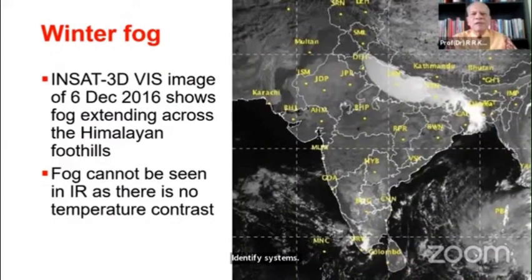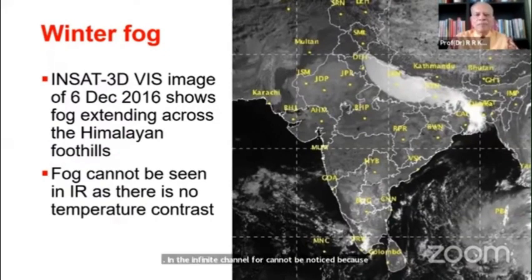This is a picture of winter fog, rather old picture, 2016 picture, inside 3D. This is in the visible channel. In the infrared channel, a fog cannot be noticed because the temperature is almost as good as the temperature of the Earth. But in the visible channel, the reflection is different. And we can see this fog stretching all the way along the foothills of the Himalayas from central northern India to Bangladesh.